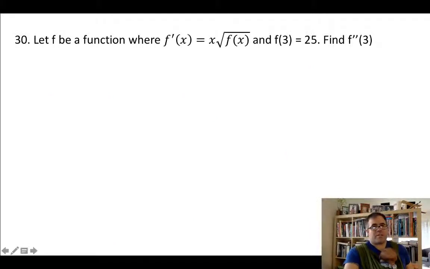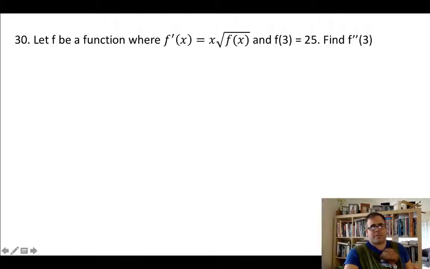one. Alright, so now we got a new one. Let f be a function where f prime of x is equal to x times the square root of f of x. Already this is kind of weird, but we'll roll with it. And f of 3 is 25, and I want f double prime of 3. Alright, well, this is kind of weird, but we can get to it. Just, again, be very direct, and if you don't understand the whole thing, it's no big deal to start off with. Just play along with how it should work.